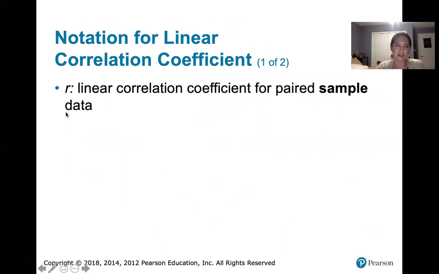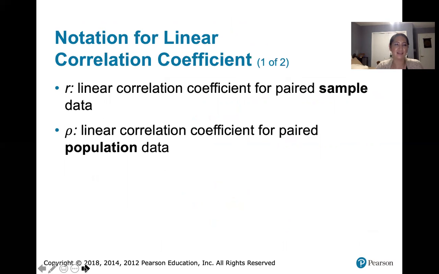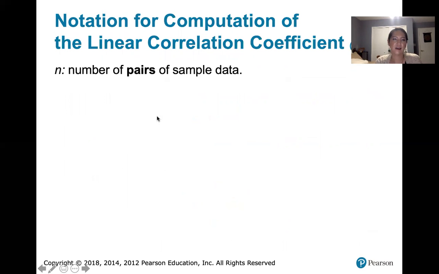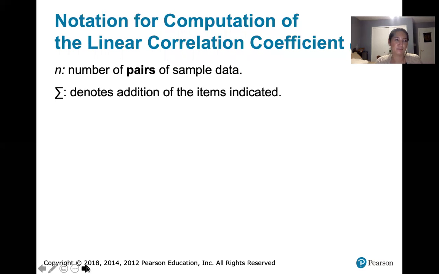Now, as I mentioned earlier, lowercase r is used to represent the linear correlation coefficient for paired sample data, and lowercase rho is the linear correlation coefficient for paired population data. When we use our formulas that are coming up, the lowercase n represents the number of pairs of sample data. So it's the number of ordered pairs we have.